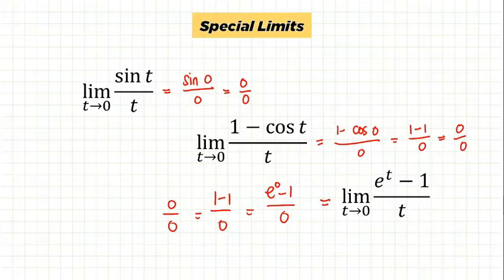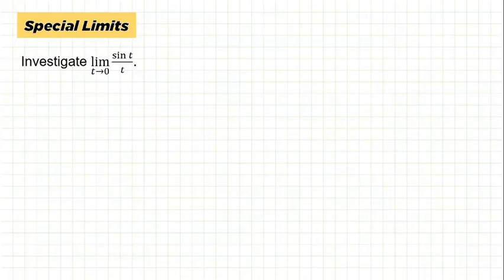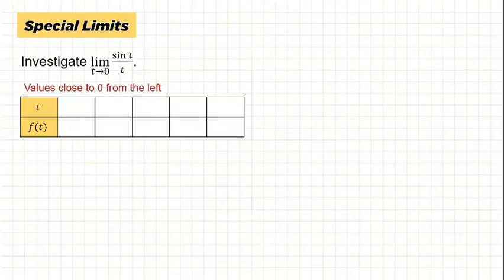So therefore, in this case, how are we going to investigate the limit of these functions? One option is by table of values, and another one is through the graph of the given function. So let us try to investigate the limit of the following functions here through table of values and their graphs. First, we will have the limit of sine t over t as t approaches 0. So constructing the table of values, we will consider values close to 0 from the left.